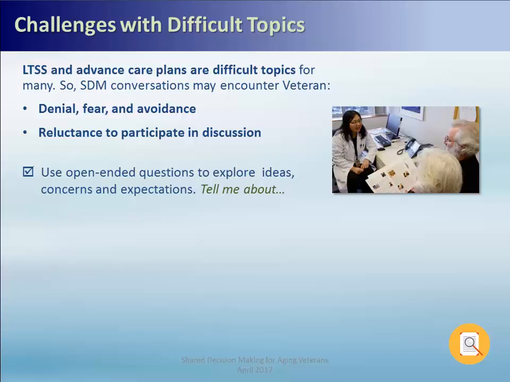There may also be reluctance to participate in discussions among those who are more comfortable with the doctor making decisions for them. It may be hard to strike a balance between respecting autonomy and stimulating involvement in shared decision-making.